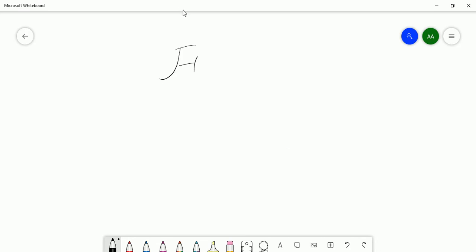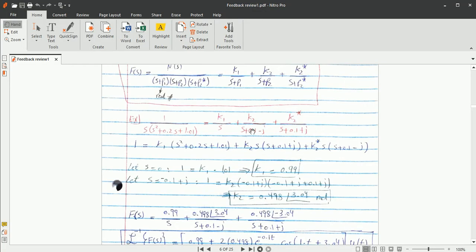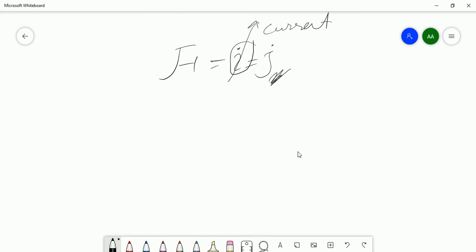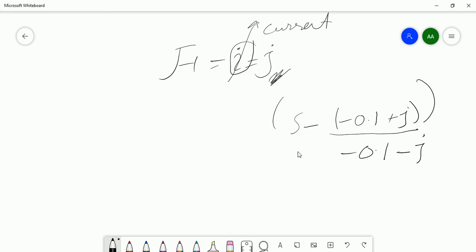This is not possible, so we say that it is equal to iota, but here we say it is equal to j, because that symbol basically confuses with our current. So we use j in electrical engineering everywhere. And here s plus 0.1 minus j. So what will be the roots? Roots will be s minus into minus 0.1 plus j. So this is basically the root. The conjugate will be 0.1 minus j.